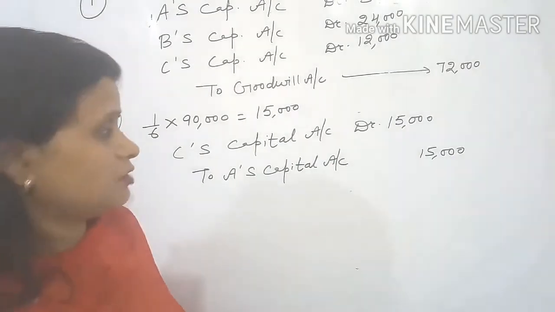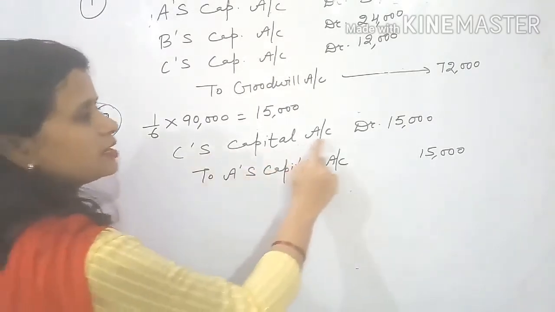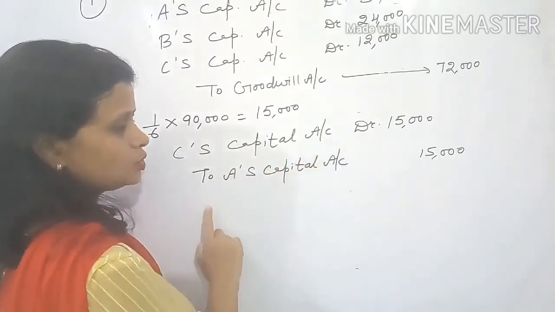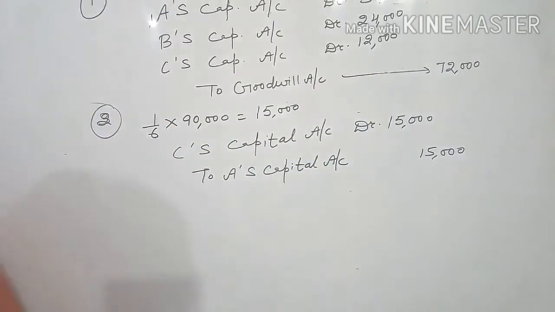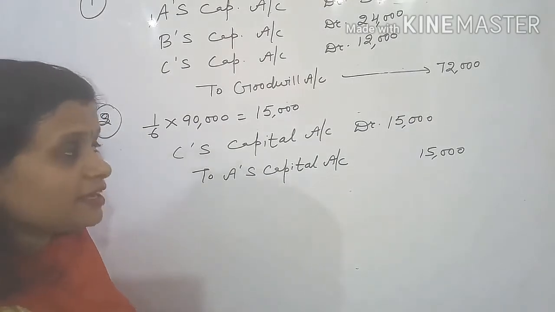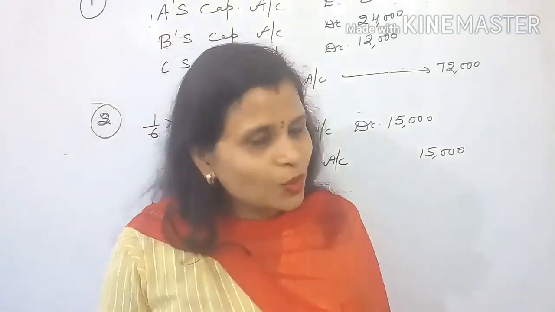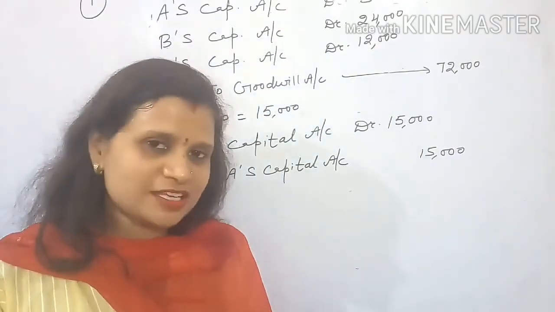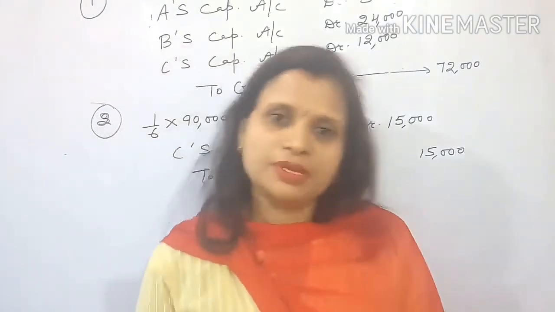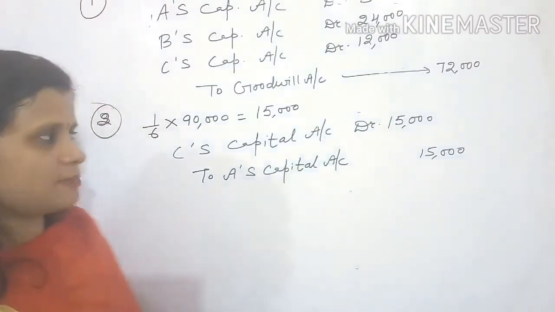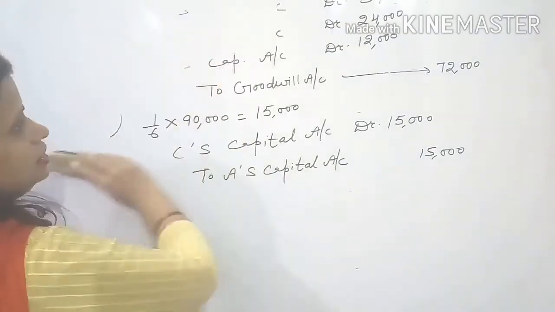And remember one more thing, if two partners are gainers, then our entry will be C's capital account debit to A's capital account and B's capital account. And the reverse can also be possible. Two partners may be gainers, like A and B are gainers and C is the sacrificer. So our entry in that case will be A's capital account debit, B's capital account debit to C's capital account. This is all about the treatment of goodwill.